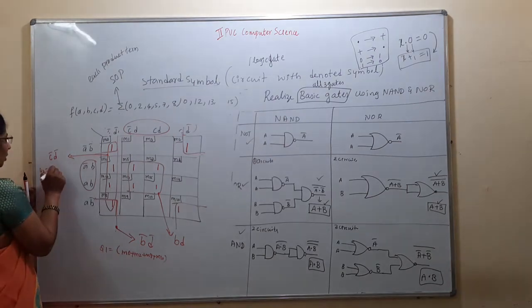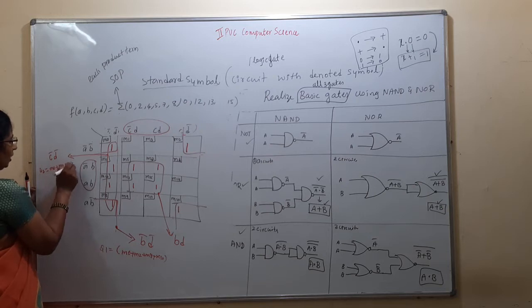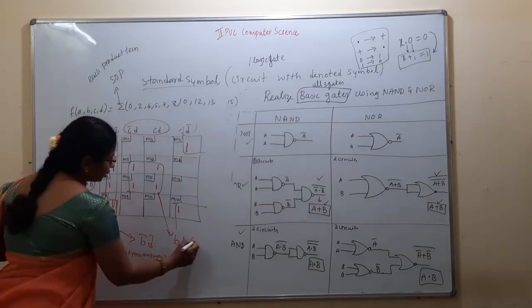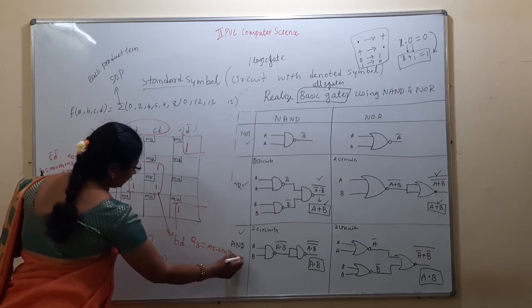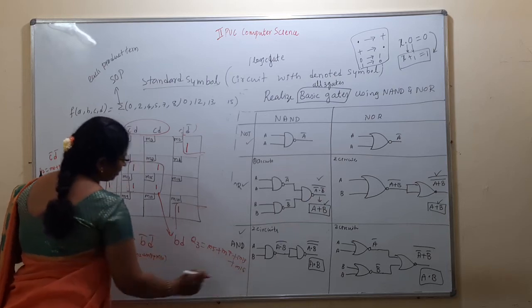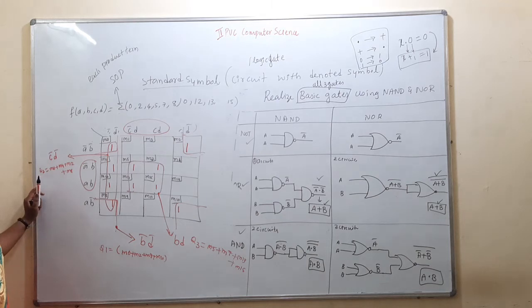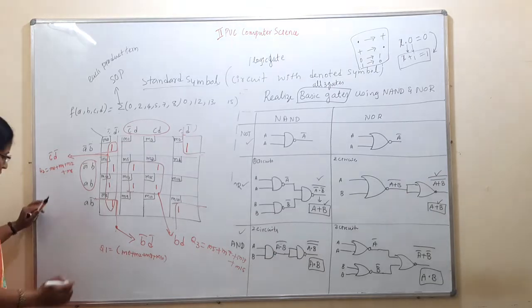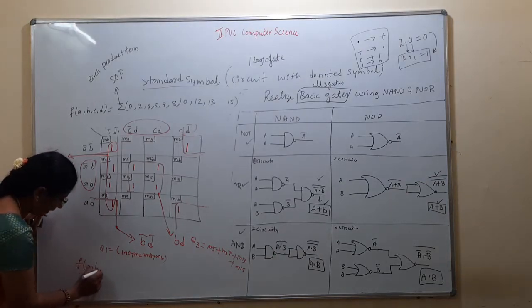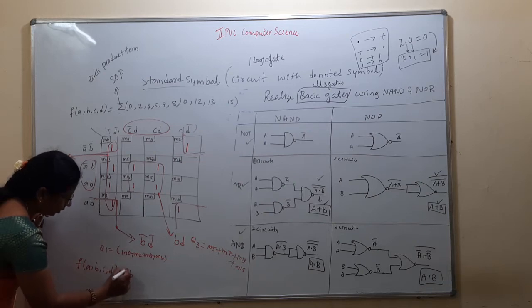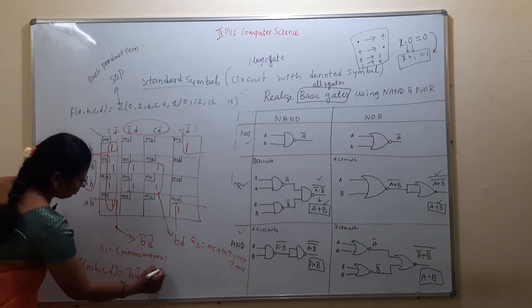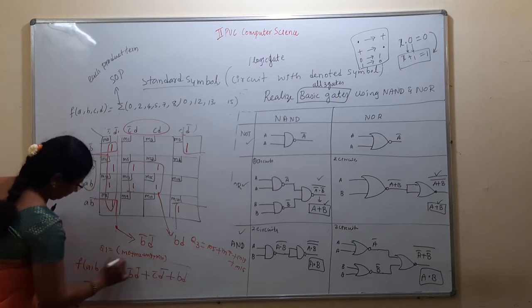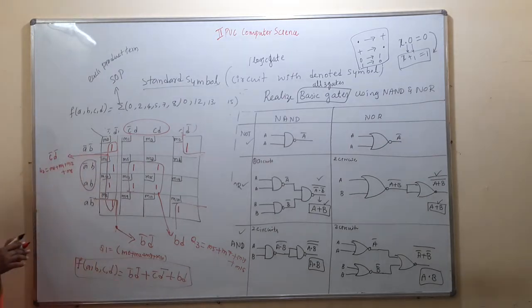What is quad 2? M0 plus M4 plus M12 plus M8. Then this is quad 3. What is that? M5 plus M7 plus M13 plus M15. So few have stopped here. Who will write the output of that? Without the output you will not get the complete marks. You need to write f of A, B, C, D equal to B complement D complement plus, compulsory, C complement D complement plus B D. Now this one is completed.